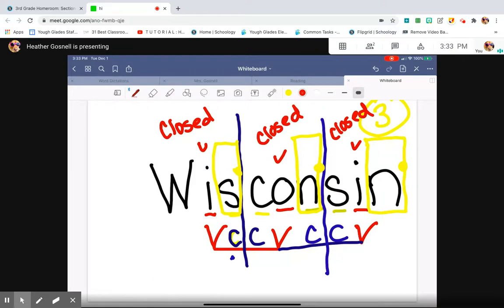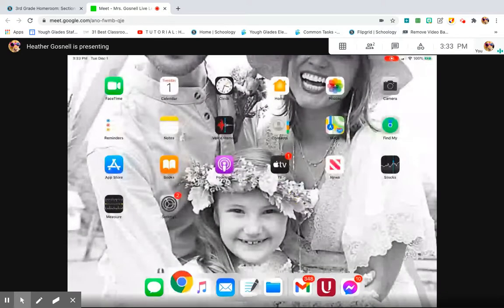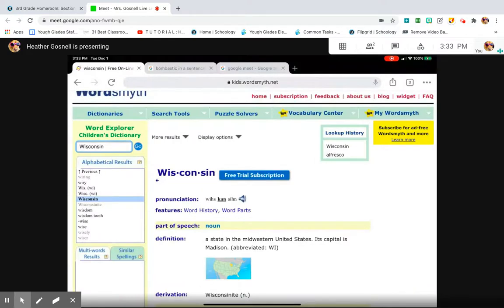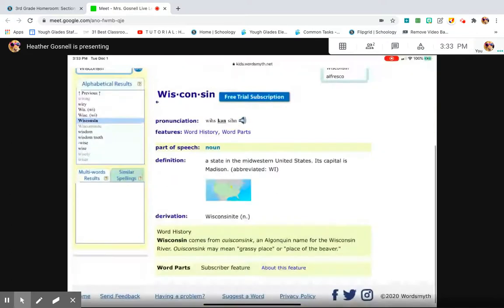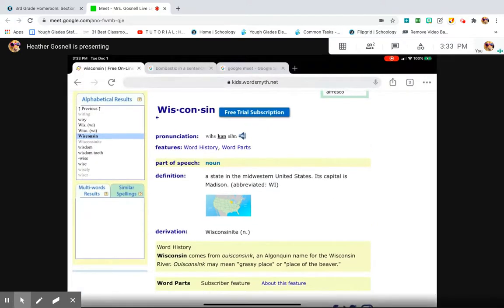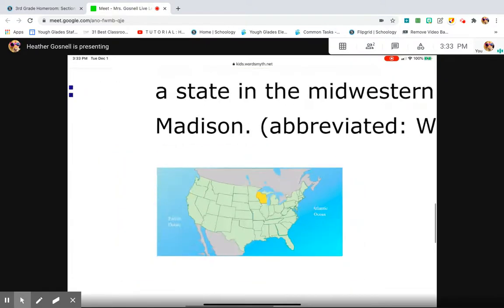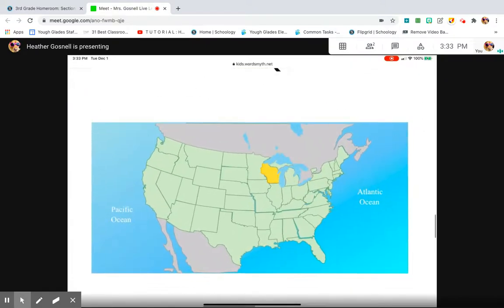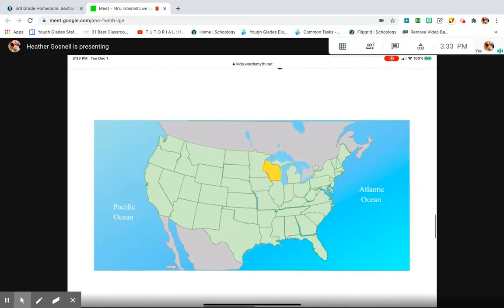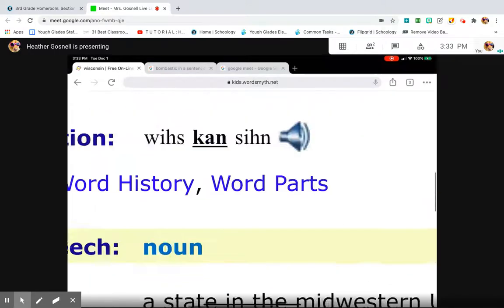I bet you've heard that before, but just in case you didn't, you can always trust in your dictionary to look up these words. It's a state in the Midwestern United States. Its capital is Madison. It's abbreviated with a W-I right there. I've never been to Wisconsin. It shows you a map of where it's at. It's a place. We need to make sure if we ever use that word in a sentence, we uppercase it because it's a proper noun. Oh, decoding words is so much fun.